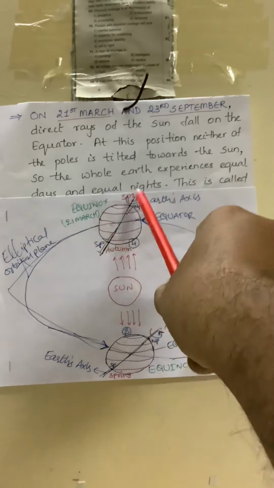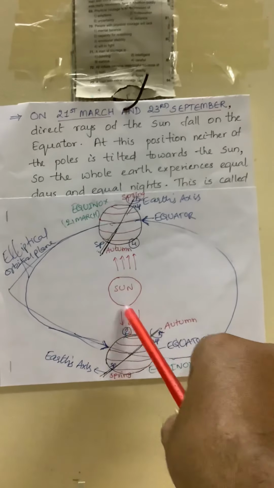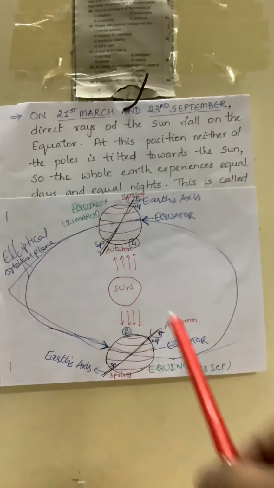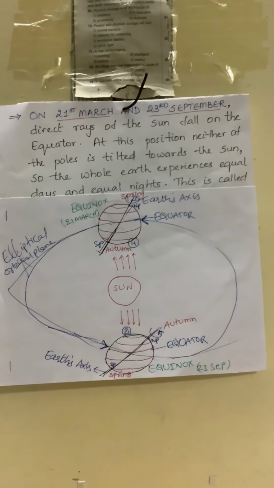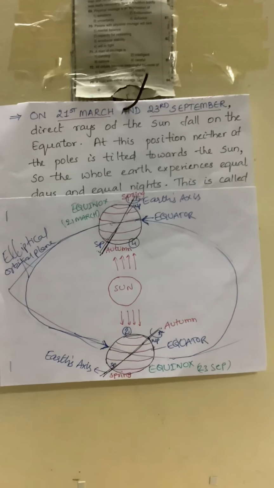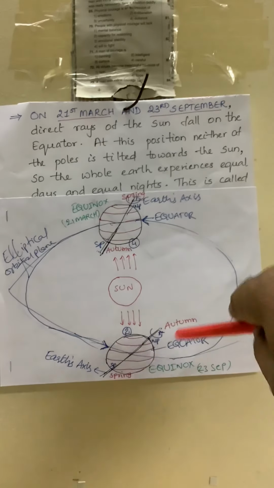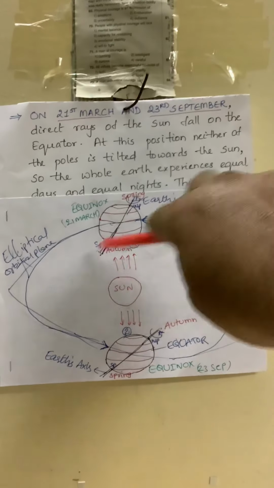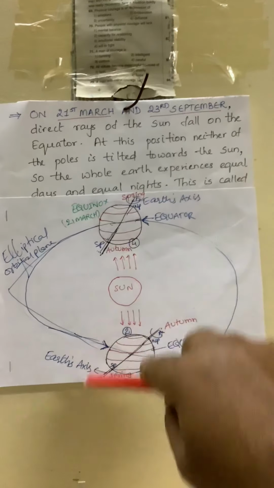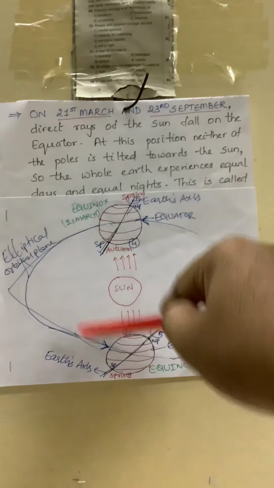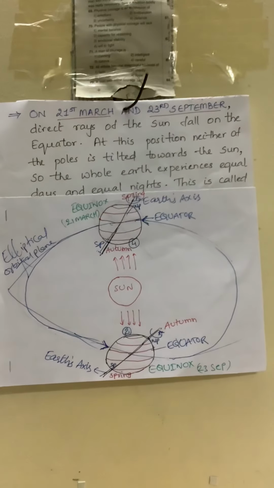In this position, neither of the poles, the North Pole nor the South Pole, is tilted towards the sun. Since both of them are not tilted towards the sun, at this position the sun rays directly fall on the equator.